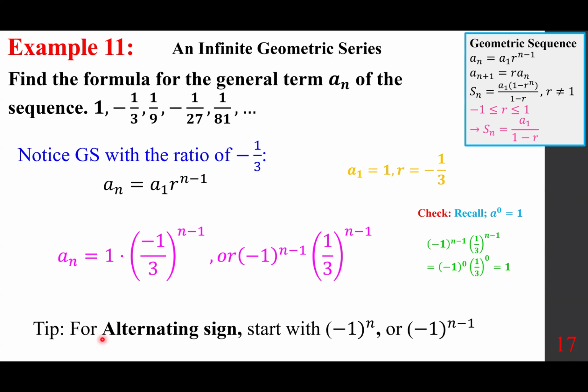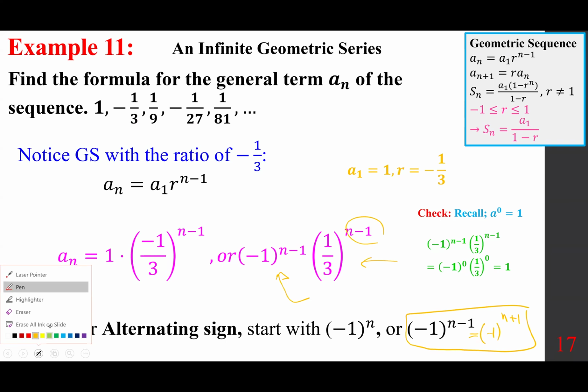Now, for alternating sign, it's positive, negative, or vice versa, negative, positive, negative. Start with one of those. In this case, in some texts, they may use this, which will give you the same result as negative 1 to the power of n plus 1. The only thing is it may not work for the rest of it. It may not work for here. That's why you want to be careful. But these two result in the same thing.